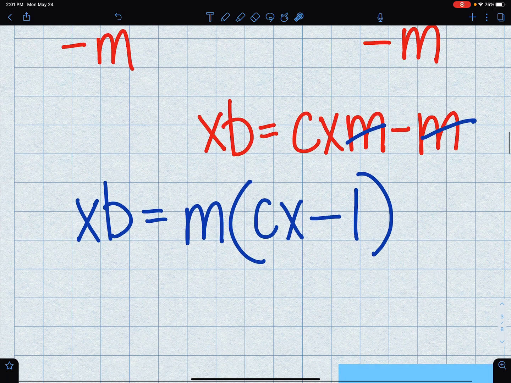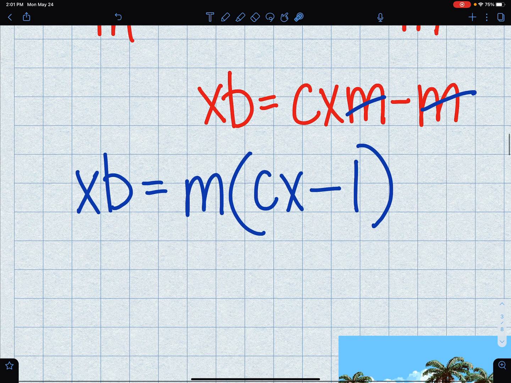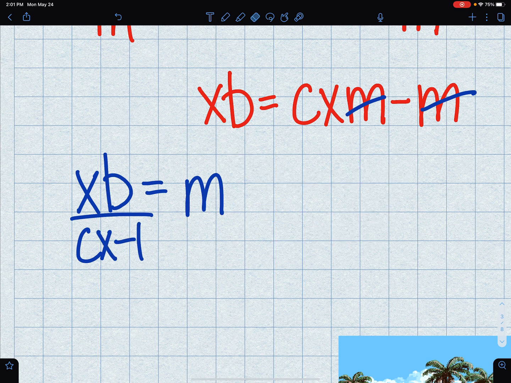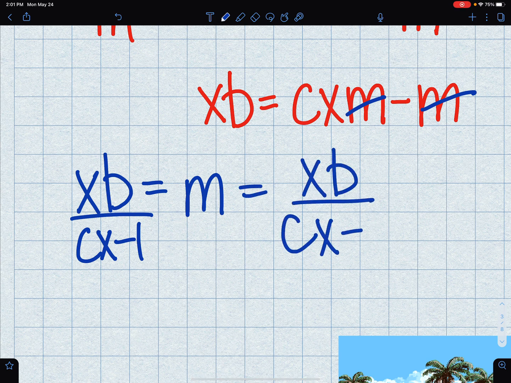Okay, now we have to isolate the m on one side of the equation. So it's going to be divide this by cx minus 1, divide this by cx minus 1, and then you're left with just the m. M is equal to xb over cx minus 1. I could write it neater, but that's what it is. That's the answer. Okay, so now that's how we solve an abstract rational equation.